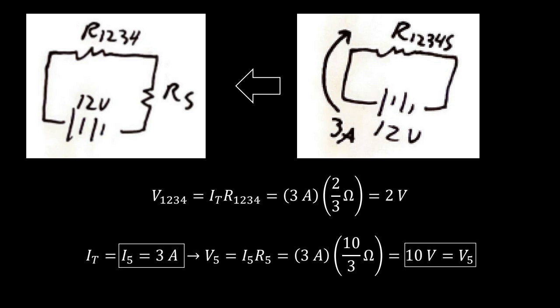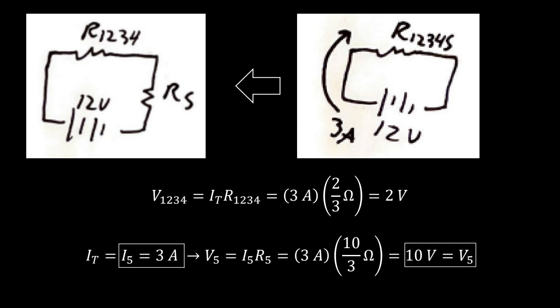And we can rearrange our equation so that the voltage drop at resistor 5 is the current flowing through that resistor times its specific resistance, or 3 amps times 10/3 ohms, which gives us a voltage drop at resistor 5 of 10 volts. That gives us the information for resistor 5. Now we're going to need to do some more tricks to get the other resistors' parameters.